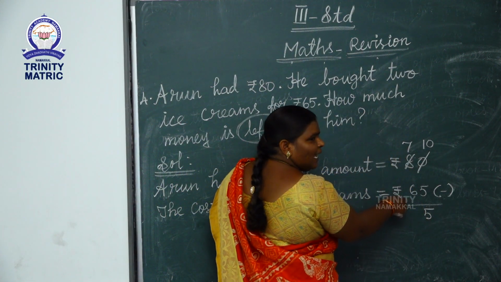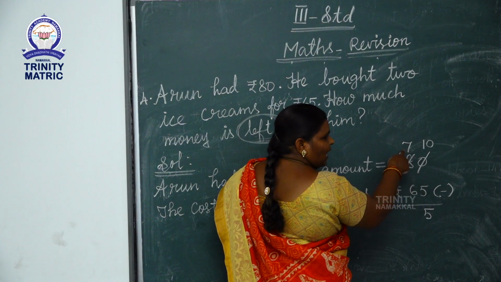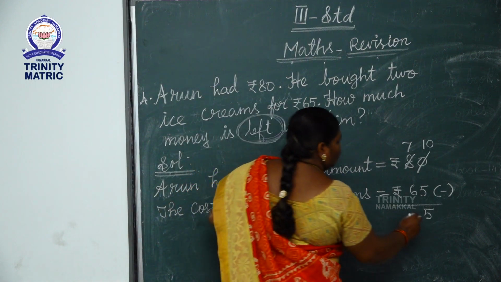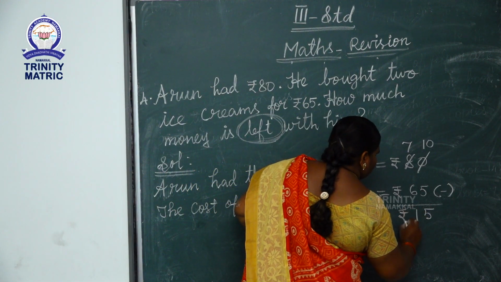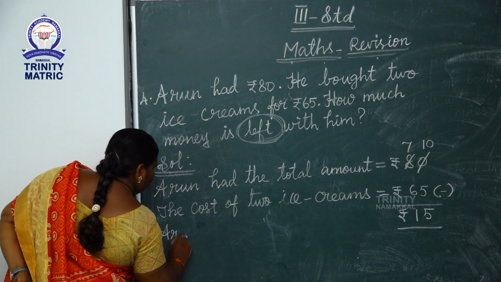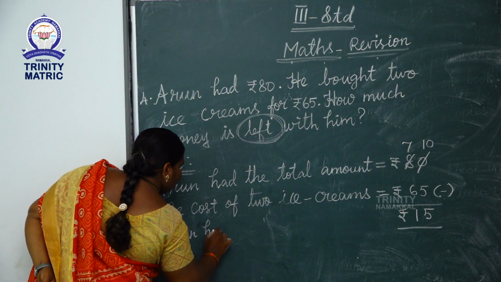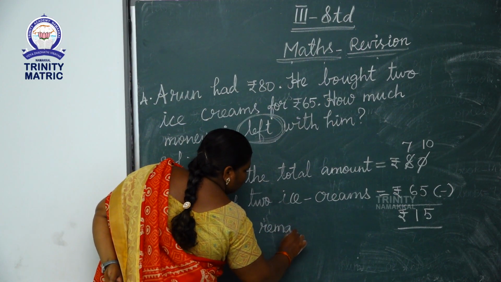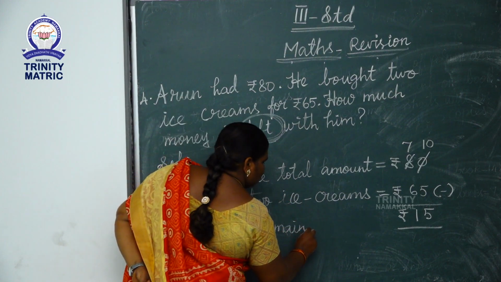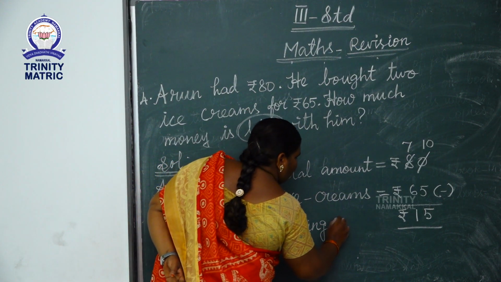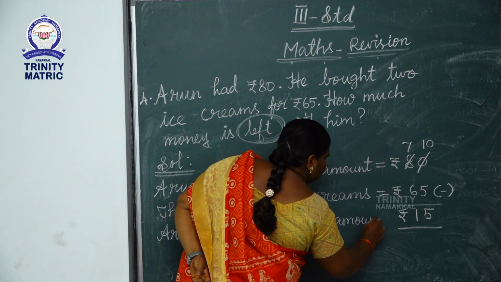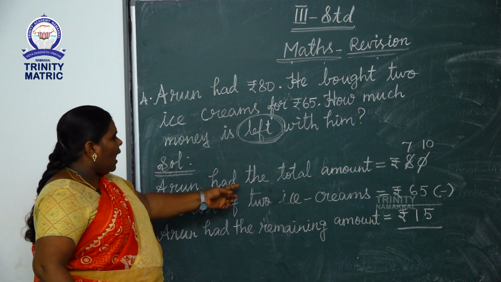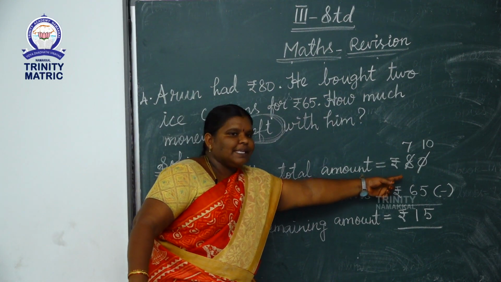Next you see the tens place. 6 after, you say 7. 6 after 7, 1 only. So you write 1. So Arun has the remaining amount: rupees 15.